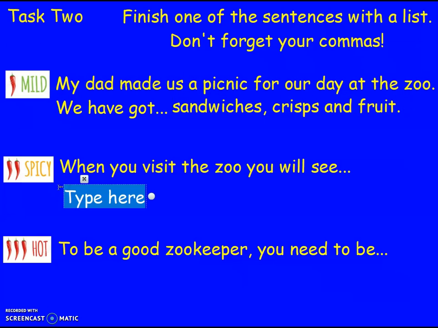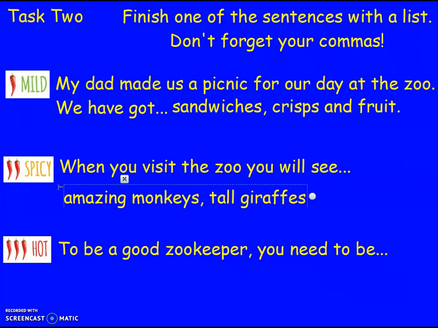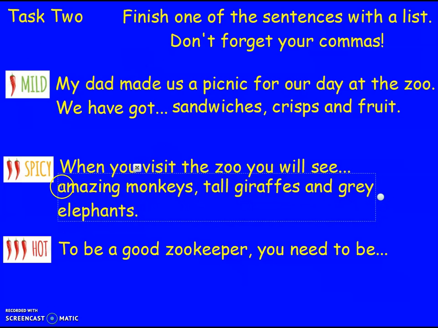When you visit the zoo, you will see amazing monkeys, comma, tall giraffes, and grey elephants, full stop. Okay, so that's a list of the animals that you would see, including the adjectives amazing, tall, and grey. And our comma would just need to go here to separate amazing monkeys and tall giraffes.